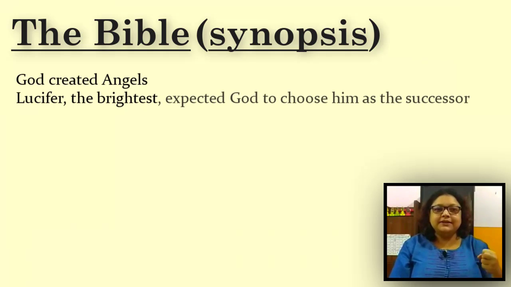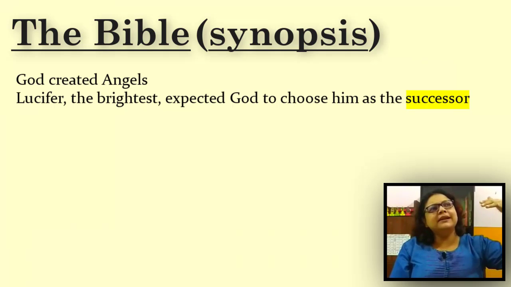Lucifer was expecting that he is the brightest, he is the closest to God, and he obviously loves God because God is the source of sustenance for everybody. And God would choose him to be the successor. Now, it is not like the successors of kings, because kings choose their successor, somebody who will become king after them, because kings die, but God will not die. So in this case, the successor means the person whom I am choosing as next in power.